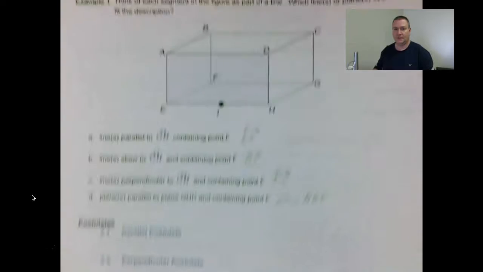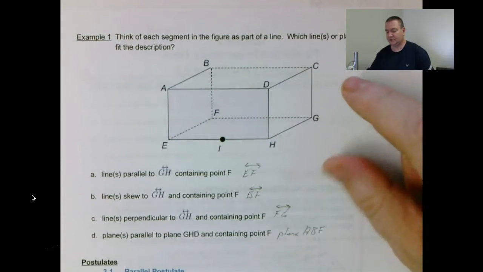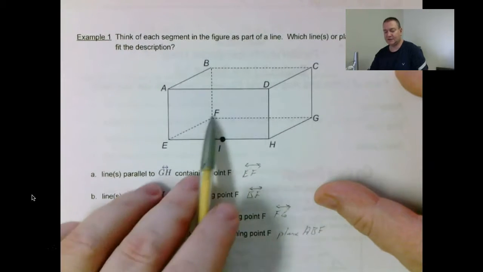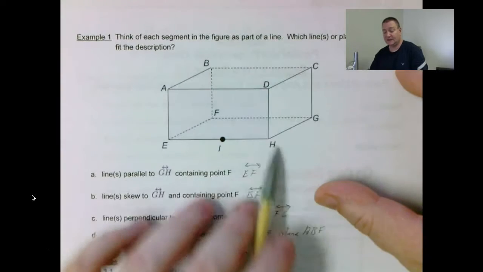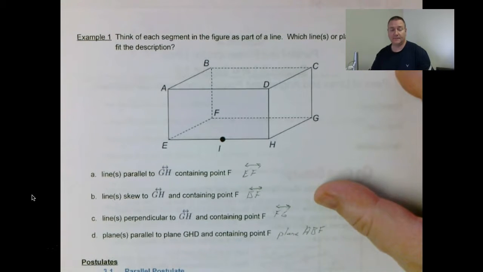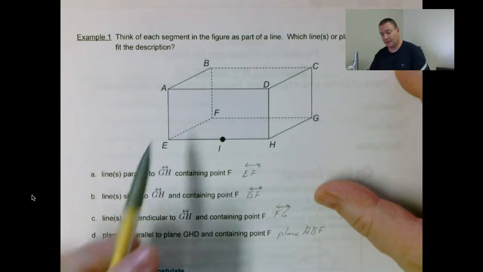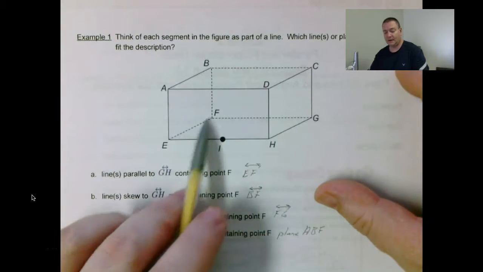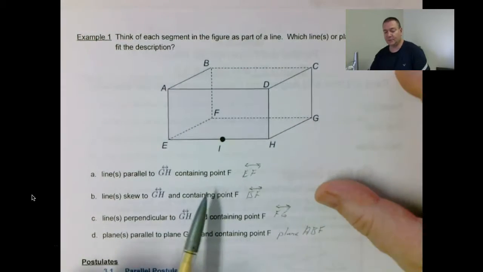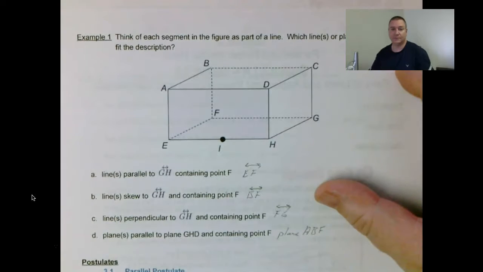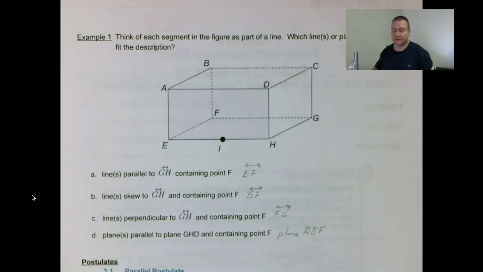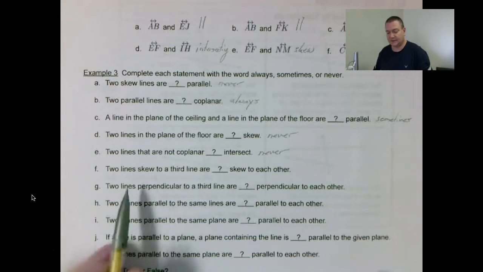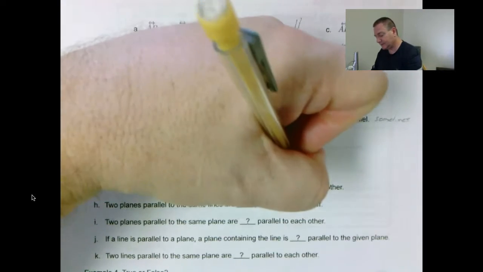Part F, two lines skew to a third line are always, sometimes, or never skew to each other. DH is skew to EF. CG is skew to EF. DH and CG are parallel. They're not skew to each other, but EF and DH are skew. EF and BC are skew. DH and BC are skew. Sometimes they are skew to each other. Sometimes they're not. They could even be intersecting. So two lines skew to a third line are sometimes skew to each other.